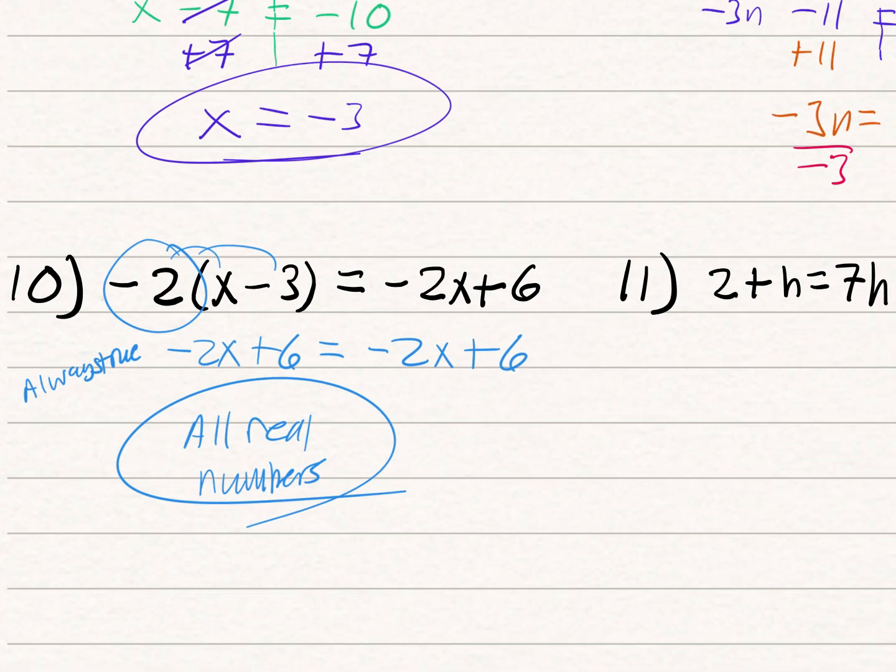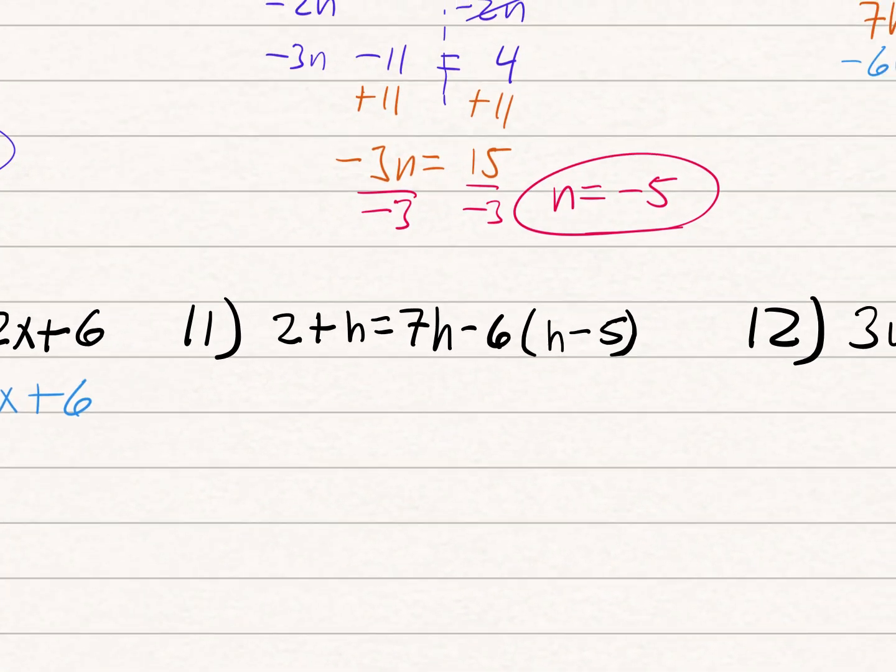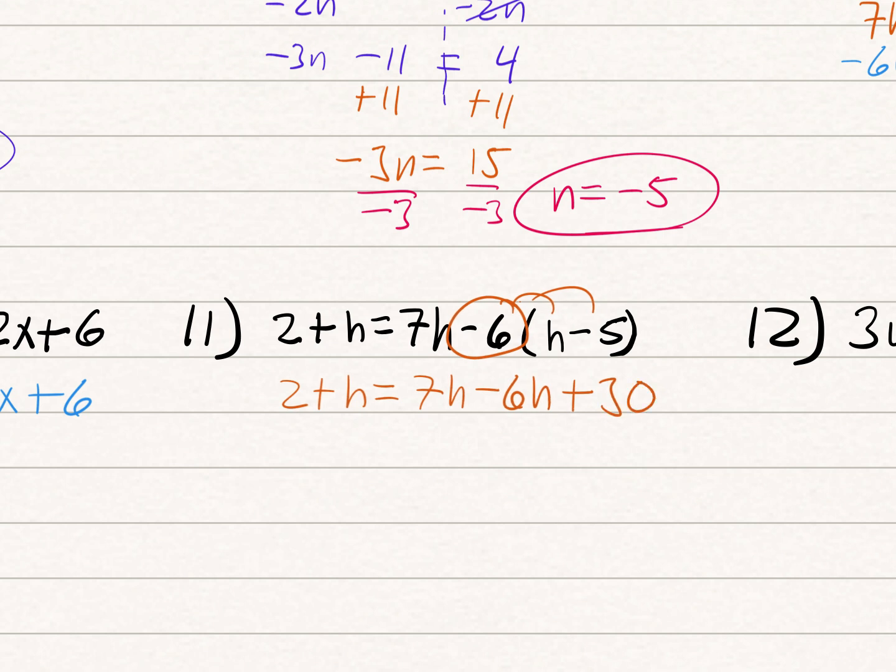All right. And then let's try the next one. First thing we want to do is distribute. Keep in mind, you're just distributing whatever's in front of the parentheses. So it's going to be a -6, right? If there's a minus in front, you want to keep that with it. So then we get 2 plus h equals 7h, and then -6 times h is -6h, and the -6 times 5 is +30. All right, and then we get 2 plus h equals 7h minus 6h is just h, or 1h, plus 30.